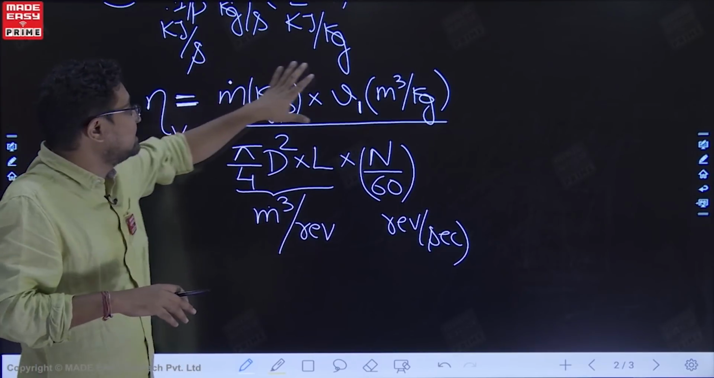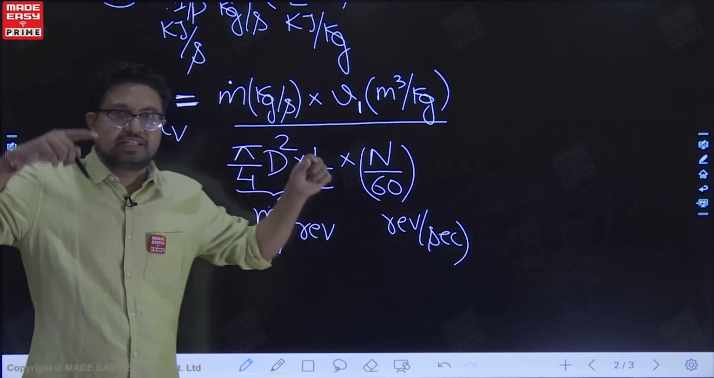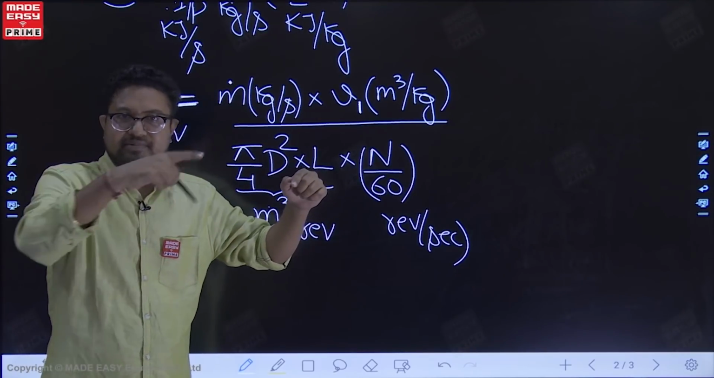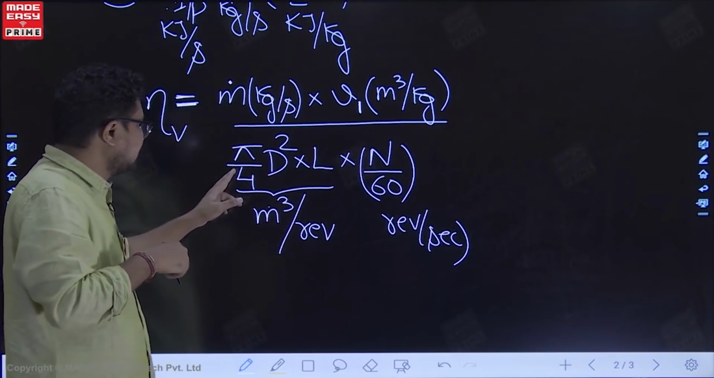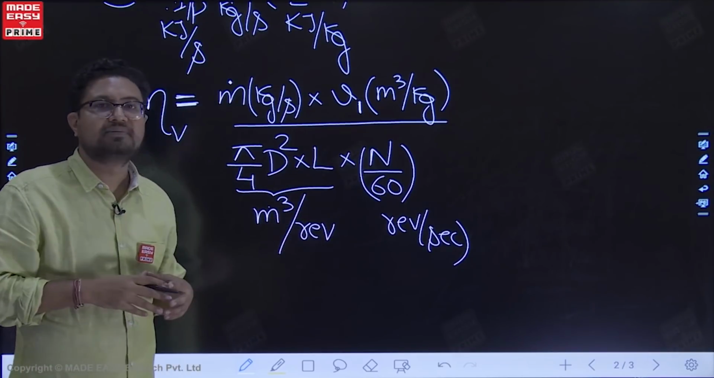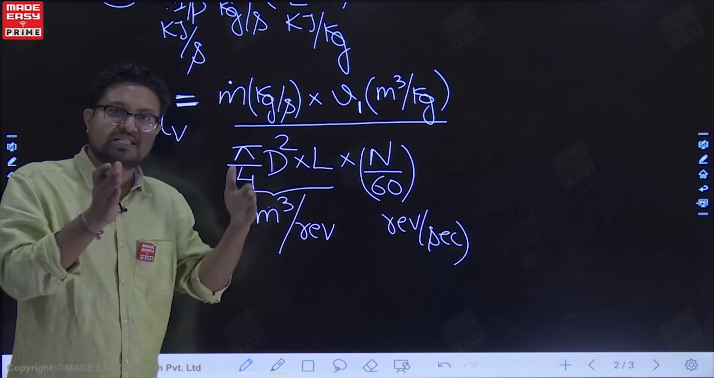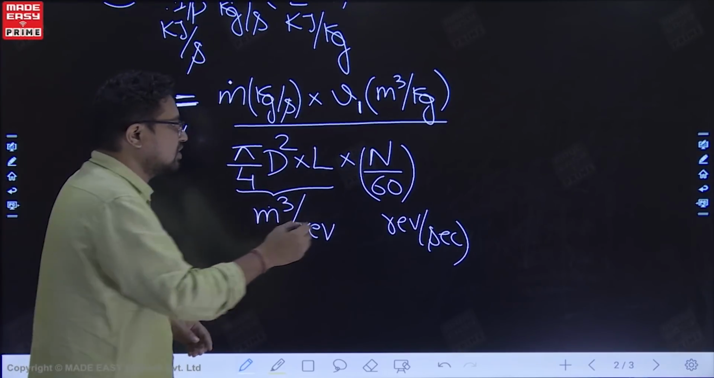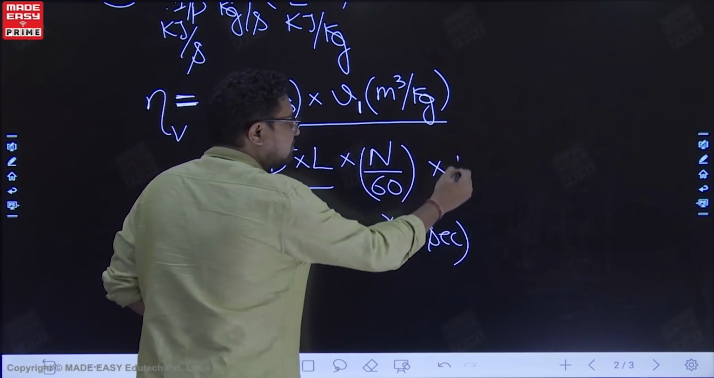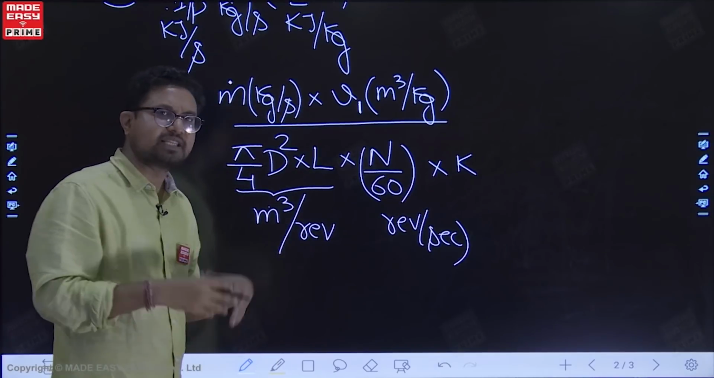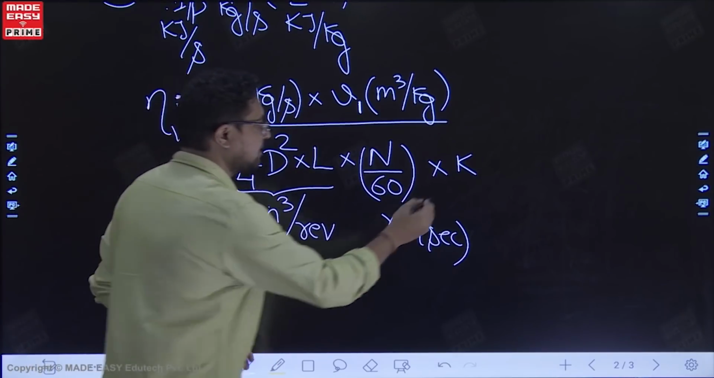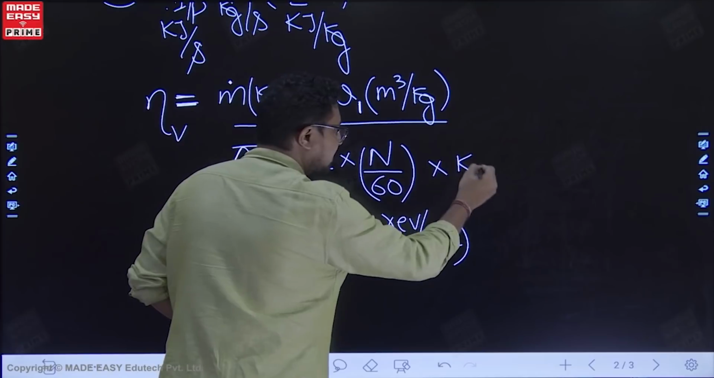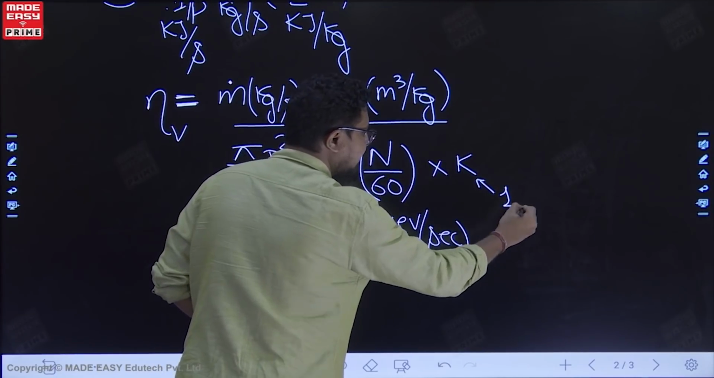Because this data is data of the cycle, the mass flowing in the cycle, this data is for a single cylinder. So if we have k number of cylinders, if nothing is mentioned, we assume 1. Suppose if we have 2 cylinders, we have to multiply with 2. But here nothing is mentioned, we take 1.